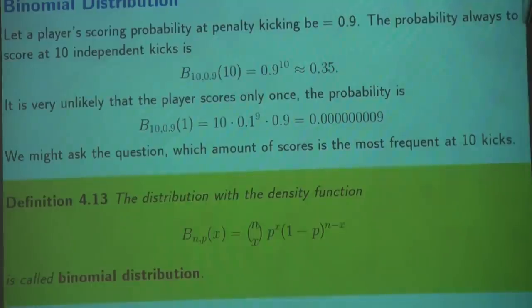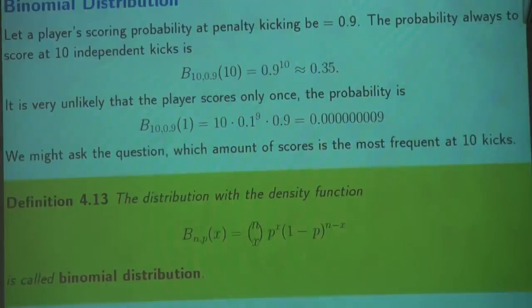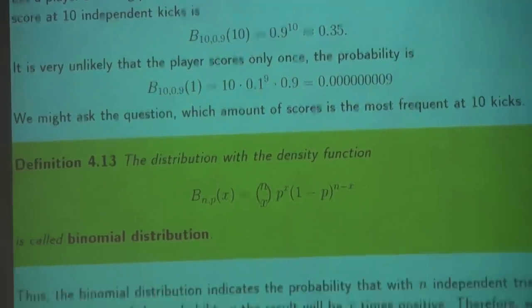And now we look at the probability for this player. He does 10 kicks again, but now he scores only one goal out of 10 kicks. And the question is, is this normal? No, that's not normal. The probability for such a combination is very small.